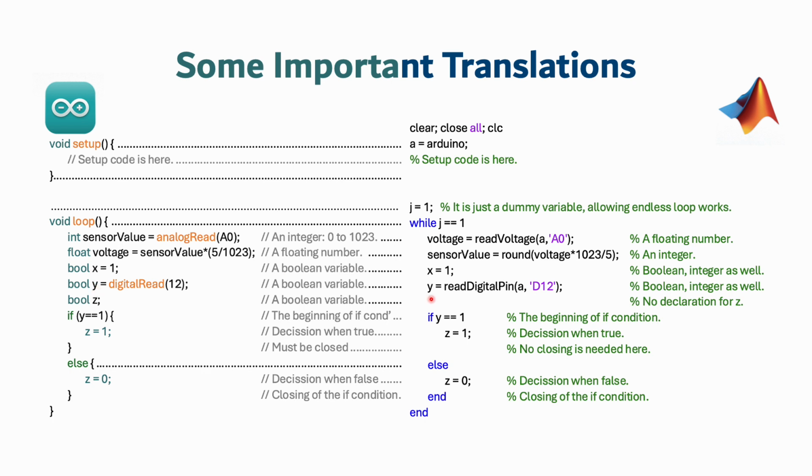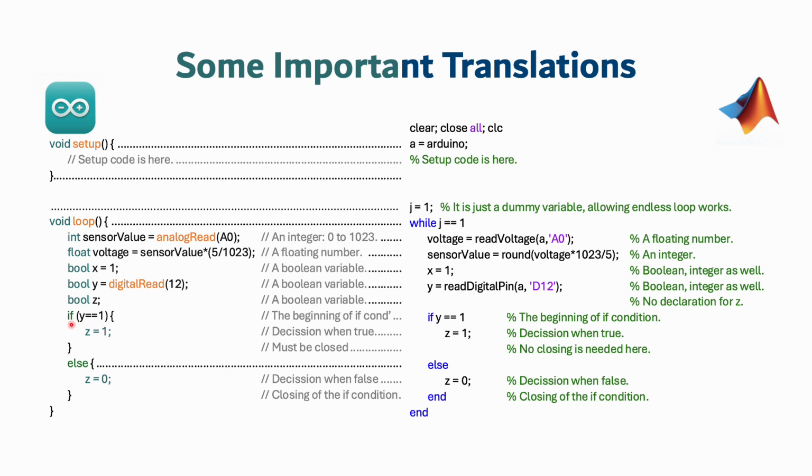In MATLAB, it is slightly different: y equals readDigitalPin(a, 'D12'), with quotation marks before and after. Okay, and then I would like to tell you about the if condition.